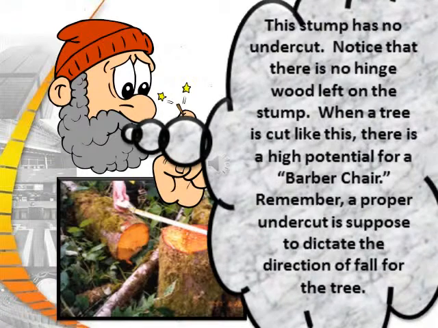Alright, looking at this picture, we're going to repeat ourselves a bit. This stump has no undercut, and notice that there is no hinge wood left on the stump. When a tree is cut like this, there's a high potential for a barber chair. Remember, a proper undercut is supposed to dictate the direction of the fall of the tree.